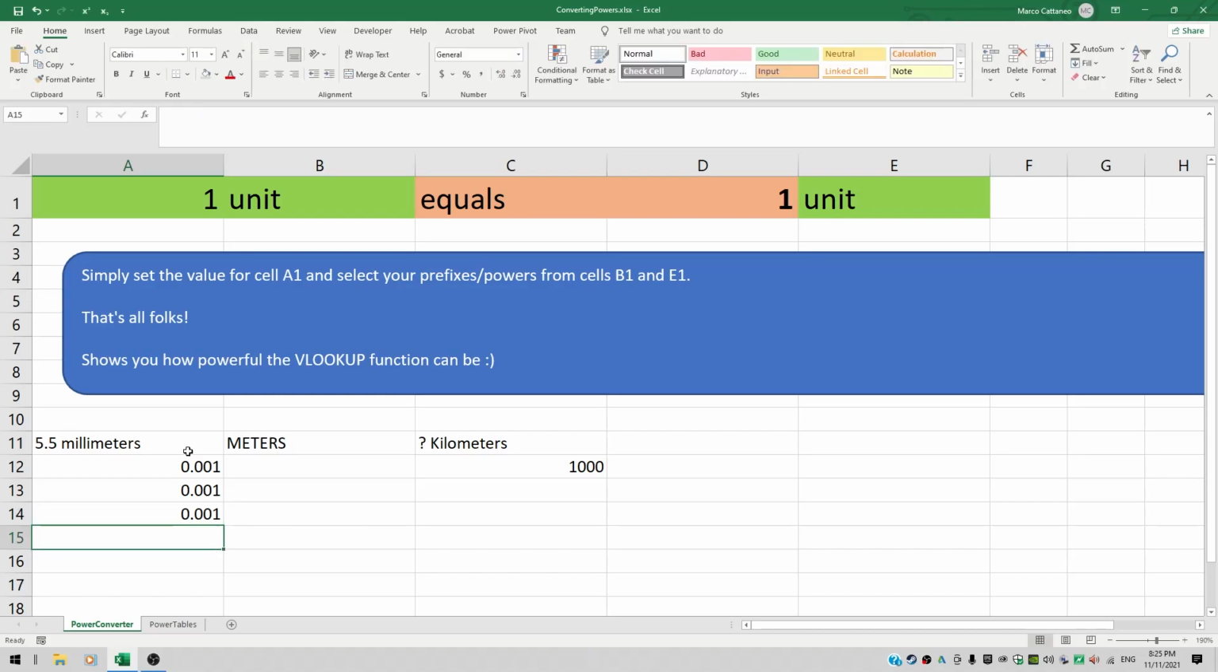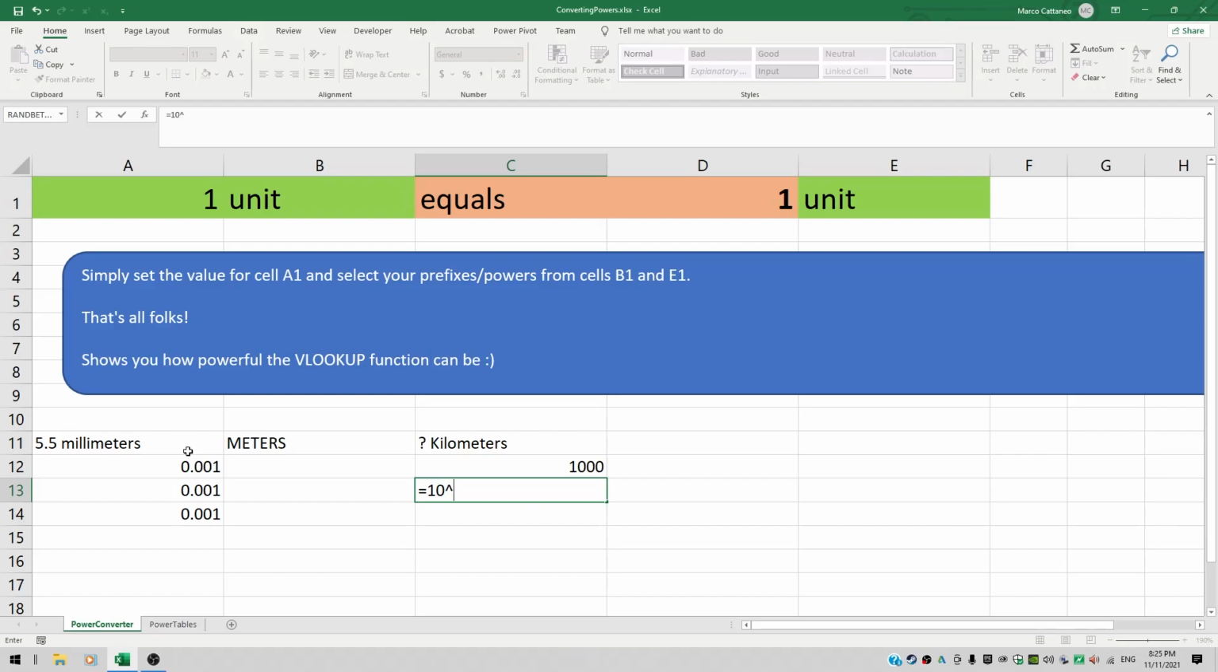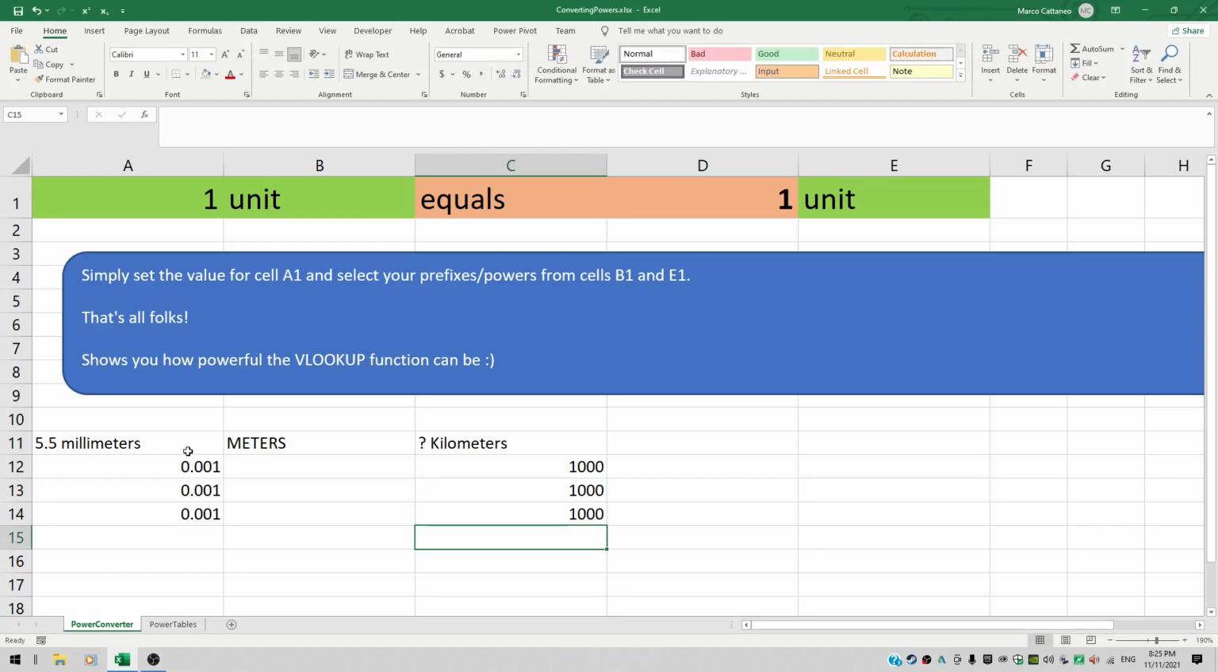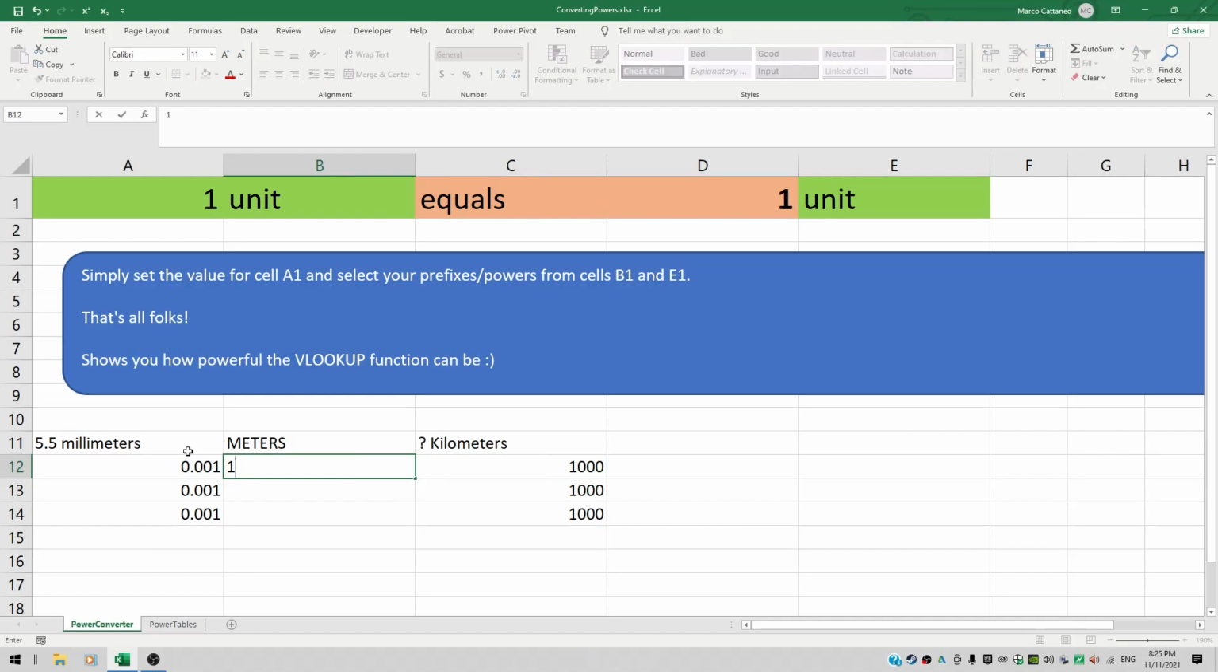For kilometers, you can write 1,000 as 10 to the power of 3, which means that 10 times 10 times 10 is 1,000. Or you can write equals POWER, base 10 and the power is 3. 10 to the power of 3. It's all the same.